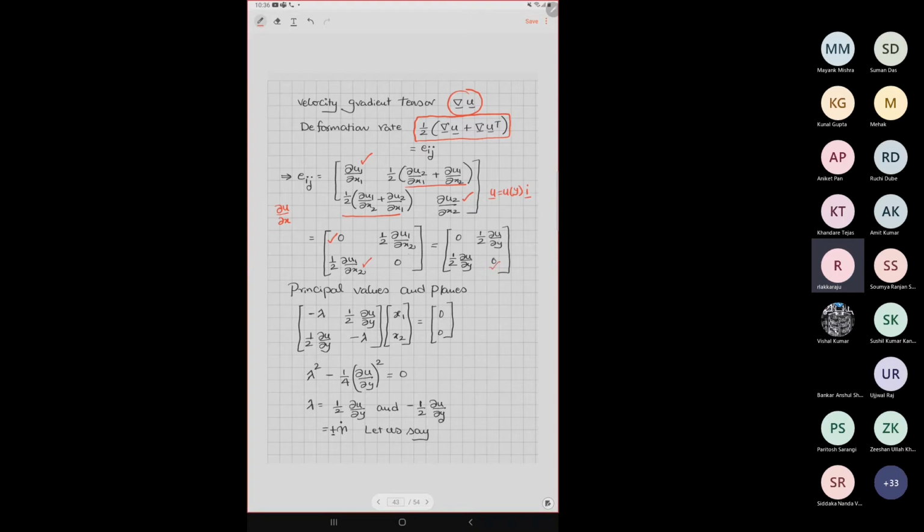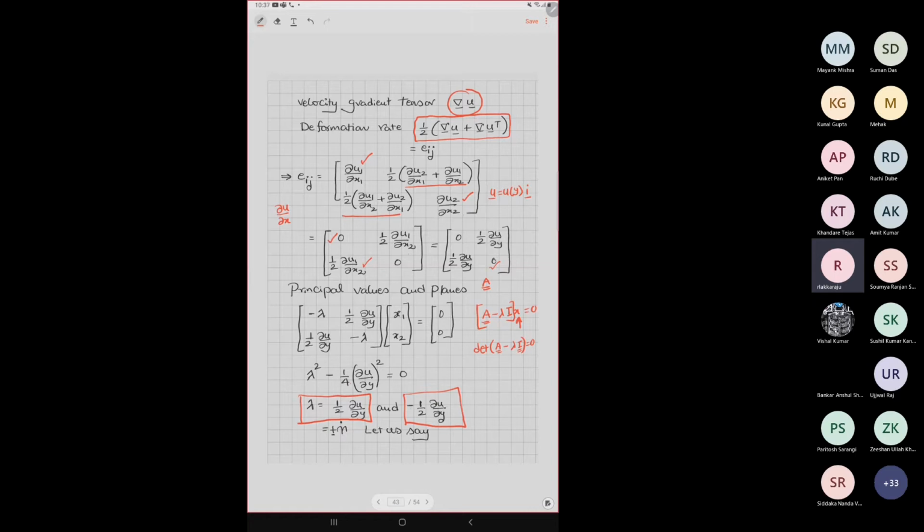So we already know the main rotation matrix. This is A. A minus lambda I tells me the information about eigenvectors as long as A minus lambda I is equal to 0. So I can always calculate: minus lambda, half del u by del y, half del u by del y, minus lambda, times x1, x2 is equal to 0. So if I derive that, lambda squared minus 1/4 (del u by del y) squared is equal to 0. That means lambda is equal to half of del u by del y, or minus half of del u by del y.